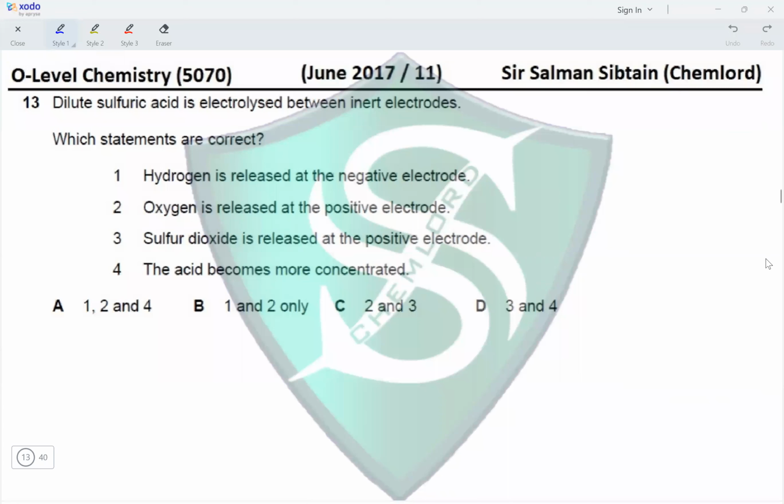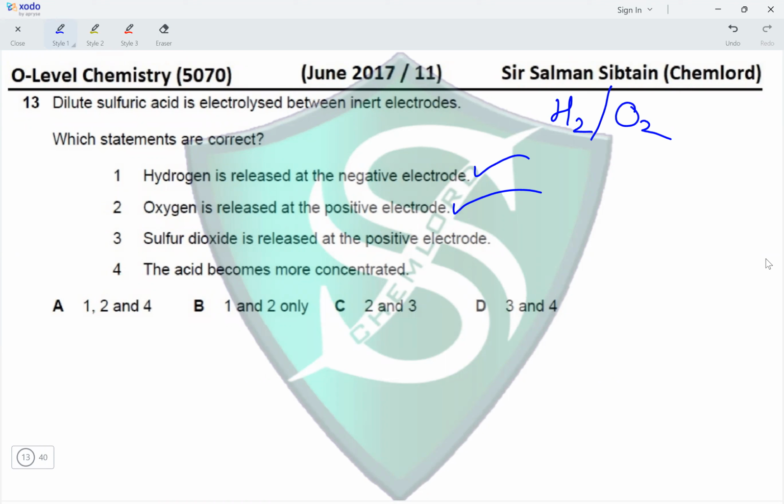Question 13. Dilute sulfuric acid is electrolyzed between inert electrodes. So this would produce hydrogen at the cathode and oxygen at the anode. Which statements are correct? Hydrogen is released at the negative electrode. Cathode is the negative electrode, so this statement is correct. Oxygen is released at the positive electrode. Anode is the positive electrode, so this statement is correct.